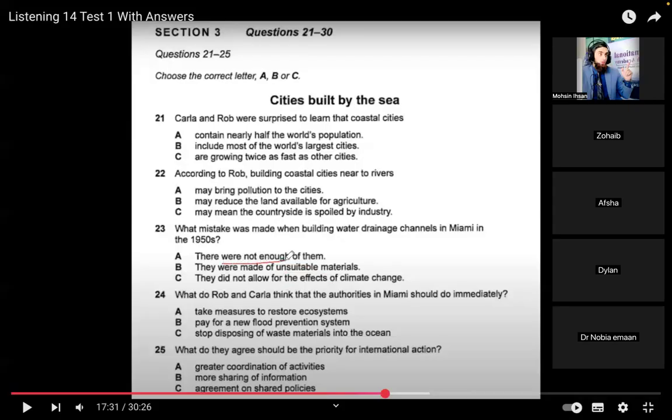Okay, they were enough, not enough of them. What were not enough of them? The building of water drainage channels was a mistake, not enough of them. They were not enough. They were made of unsuitable material. The material was not okay. That was not good. Next, they didn't allow for the effects of climate change. The climate change effect was not allowed here. Now we go for this one.